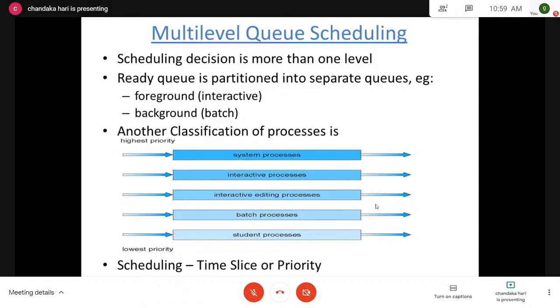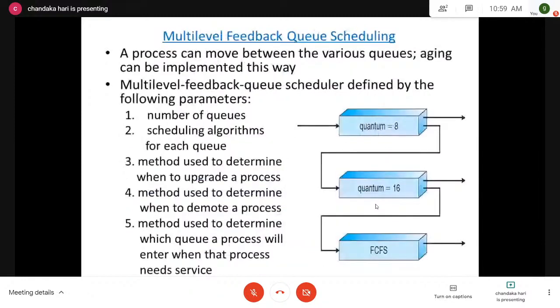Now we observe that the CPU is frequently switching from one particular queue to another queue. The main disadvantage of this multi-level queue scheduling algorithm is that the CPU is switching between the queues most of the time. So in order to work on this problem, they came up with a new technique called multi-level feedback queue scheduling.